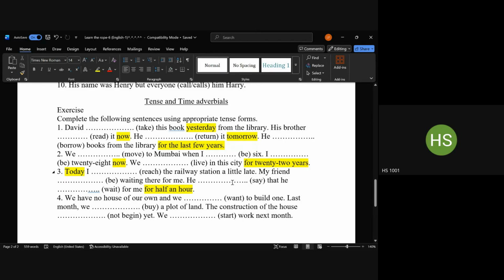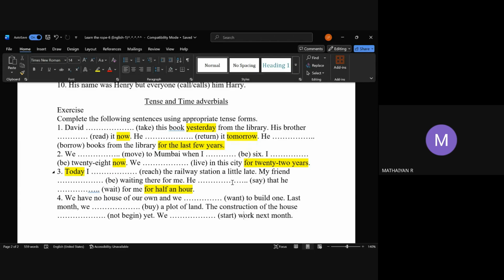Then fourth one: we have no house of our own and we dash want to build one. Last month we dash buy a plot of land. The construction of the house dash not begin yet. We dash start work next month. We have no house of our own.